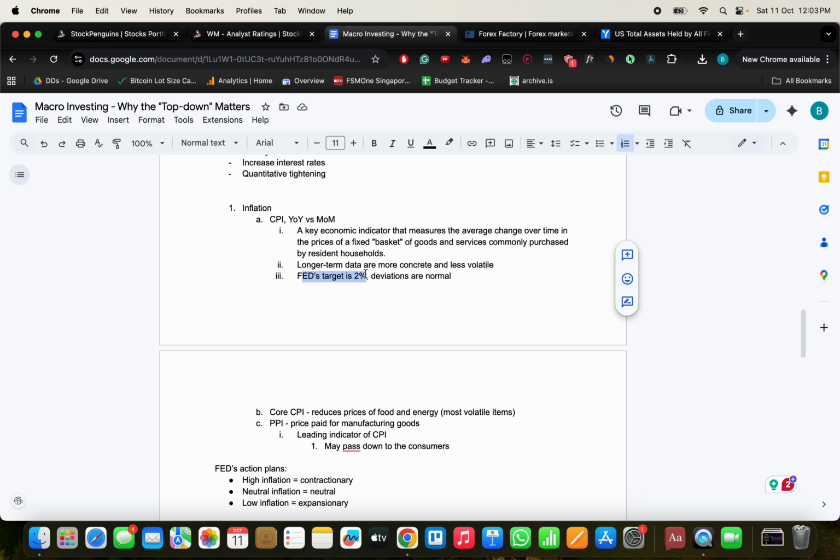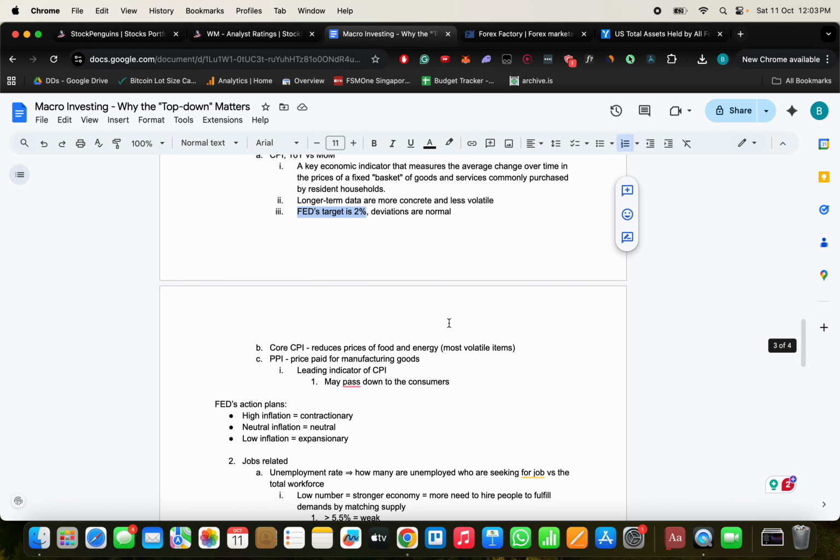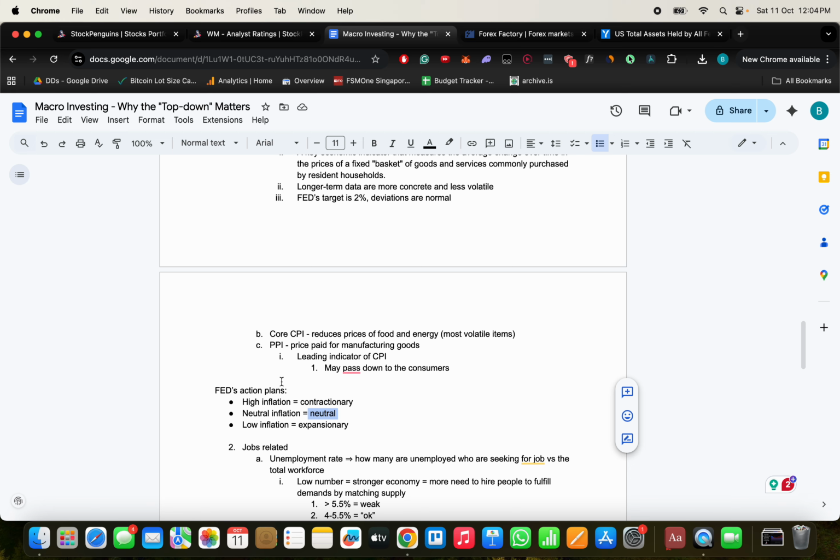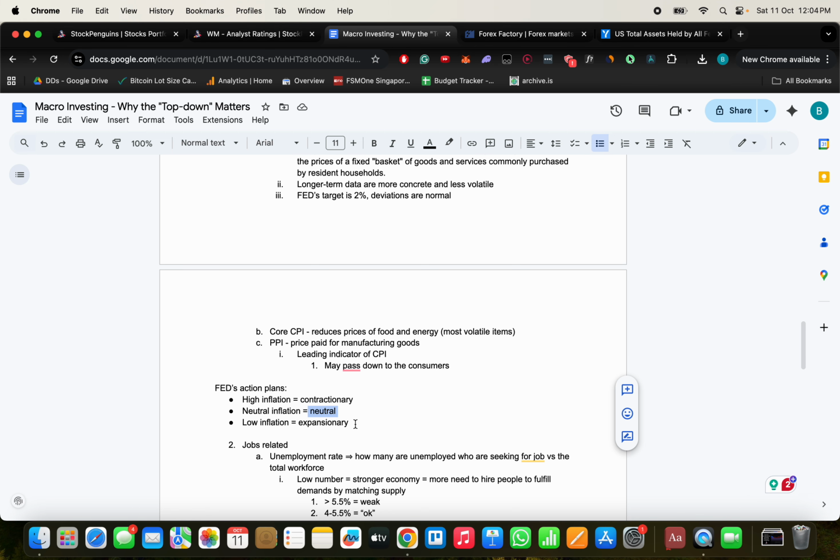So going back to this Fed 2% target, this is a general long-term target of the Fed. If inflation shoots way too high above 2%, this is where they will start to increase the interest rate or adopt a contractionary approach to bring inflation back down to 2%, right? As mentioned here, high inflation means a contractionary environment. Neutral inflation means neutral, so the Fed may not do anything and just stay at the status quo. Low inflation means an expansionary environment: you'll cut interest rates and expand the balance sheet to try to boost the economy again, right?